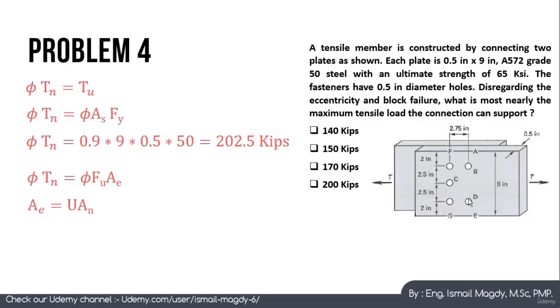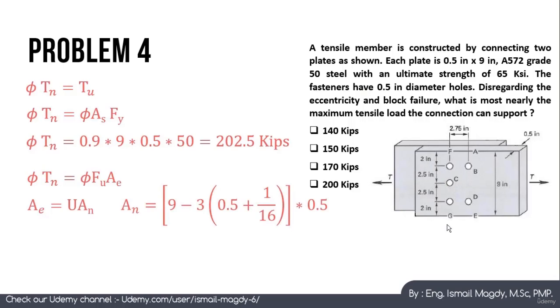Here, we need first to choose which line of rupture we are going to choose. Here we have only 2 bolts, so we are going to choose this line which has 3 bolts, because this is going to be our critical line of rupture here. So let's calculate the area net here.